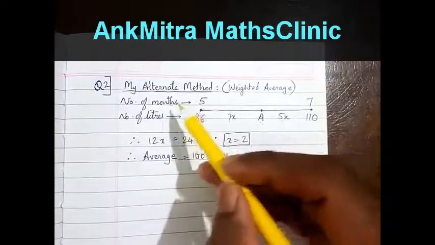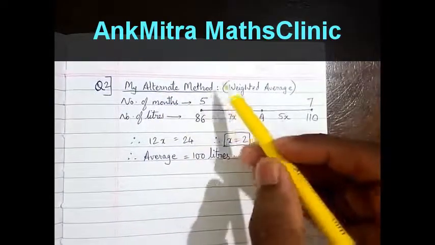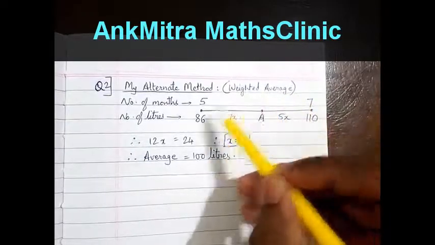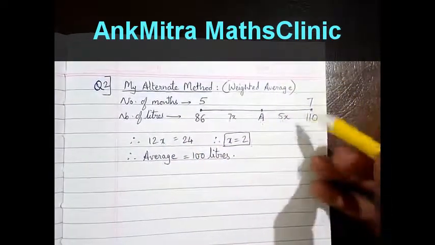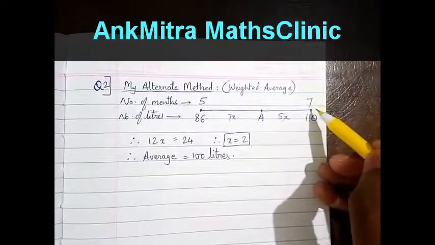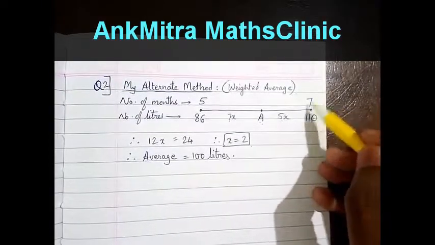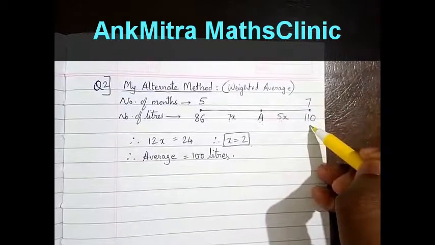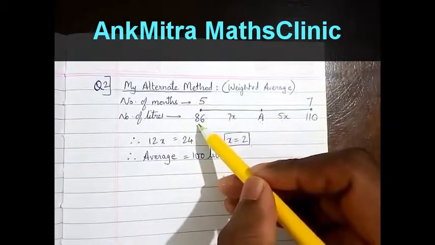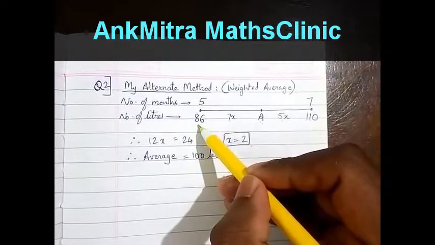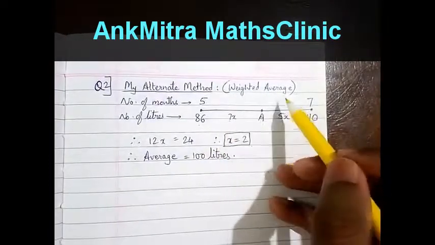I will try to better explain my alternate method based on the weighted average concept while solving this question. In this question, it is given that for the first 7 months, the average consumption of the car is 110 liters, whereas for the next 5 months, the average consumption of the car is 86 liters. And we are asked to find the overall average for the 12 months.